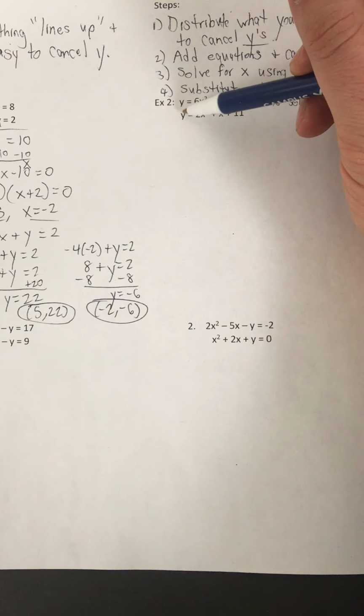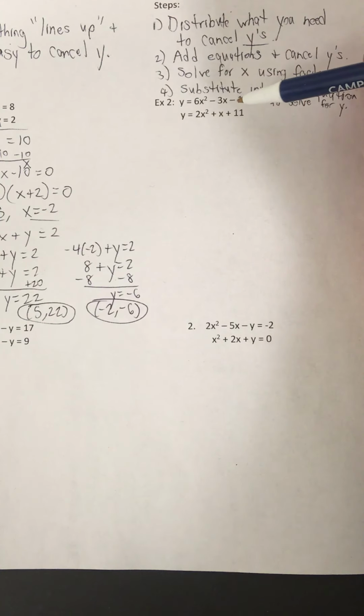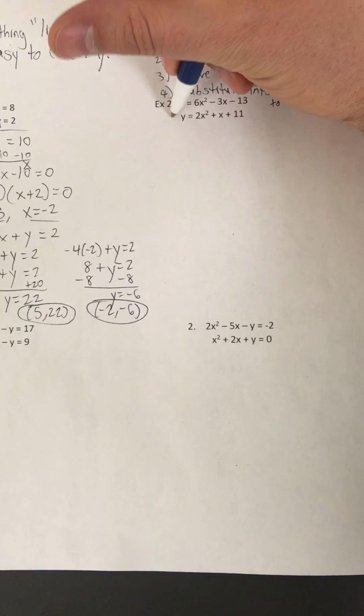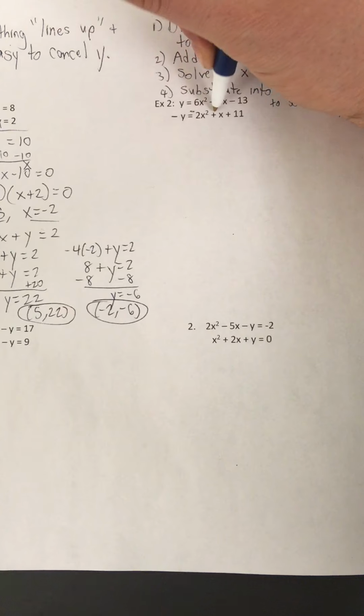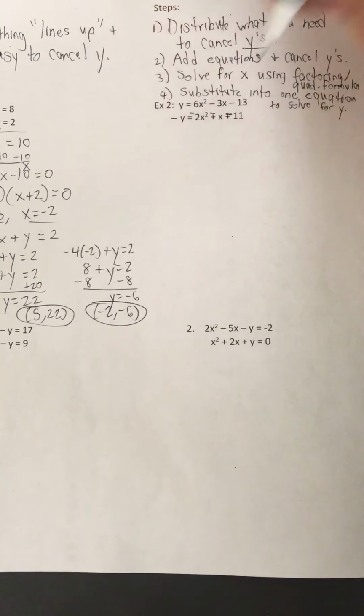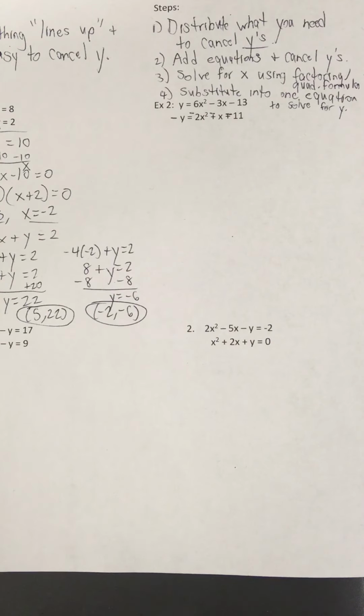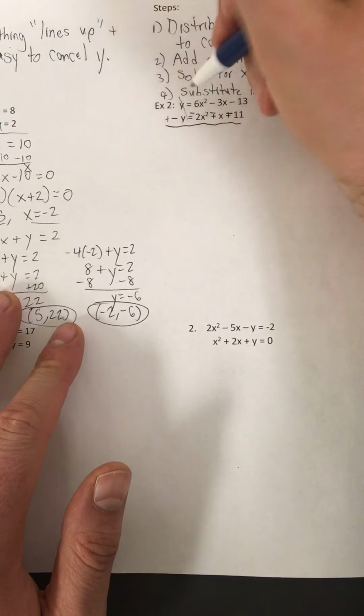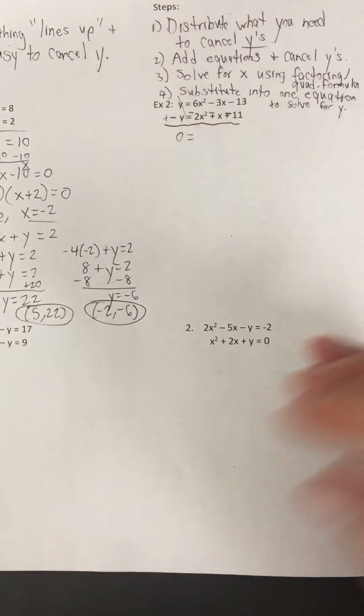But the y's don't cancel out yet. What would you need to distribute here? You need to distribute a negative to the whole either equation. I'm going to do the second equation. So let's just distribute a negative. Basically, I'll change all the signs of the second equation. So now when I add them together, these y's cancel out. I have just 0 right there, which is what I want.